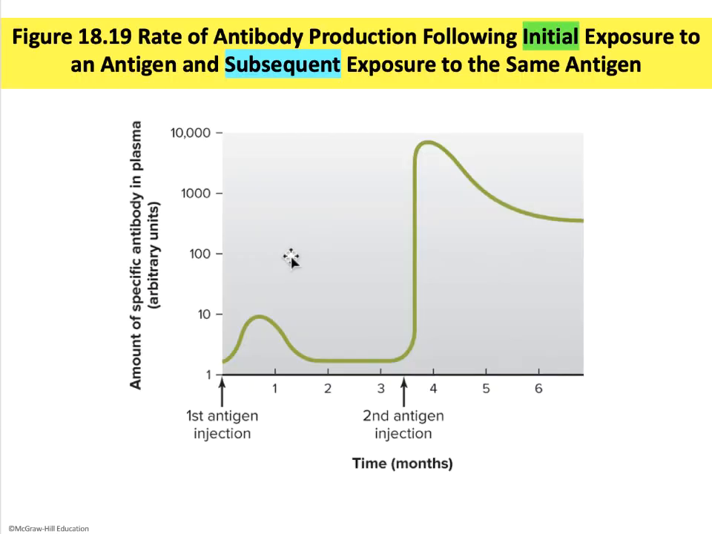Figure 18.19 simply shows us what we already know: the first time you're exposed to an antigen, it takes a number of days, up to a week and a half, for the activation of the adaptive immune system to take place. But subsequently, if you're challenged again with the same antigen, the presence of memory cells causes a rapid and immediate response of the adaptive immune system the second time and subsequent times that antigen comes across your body.